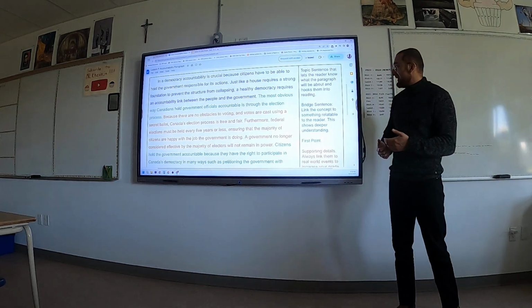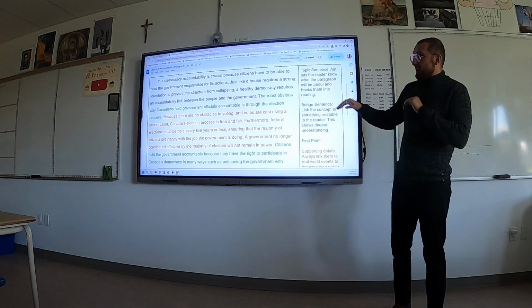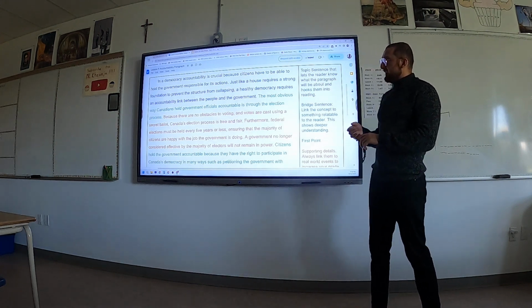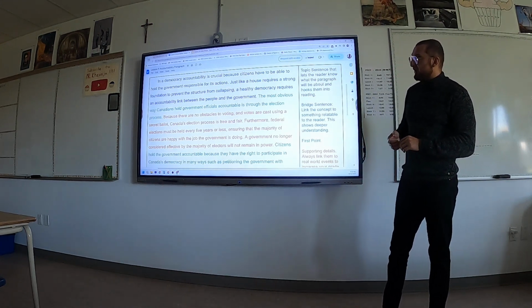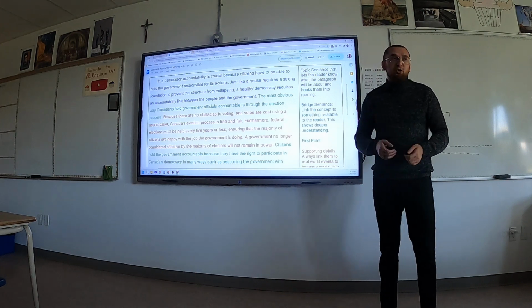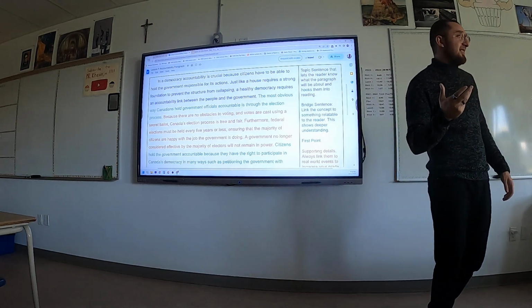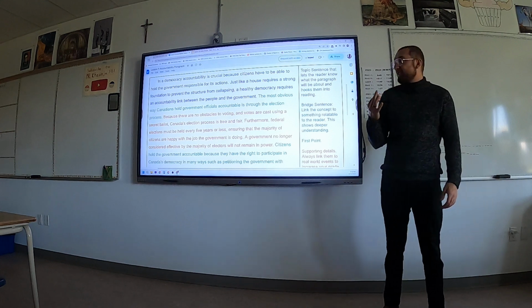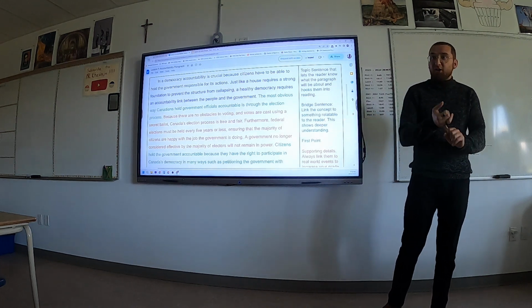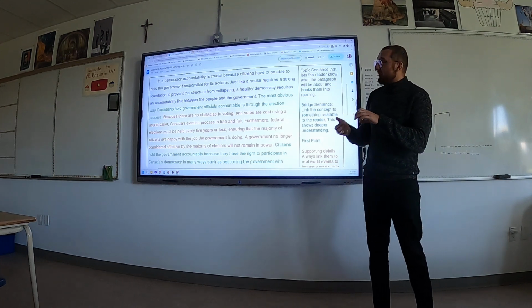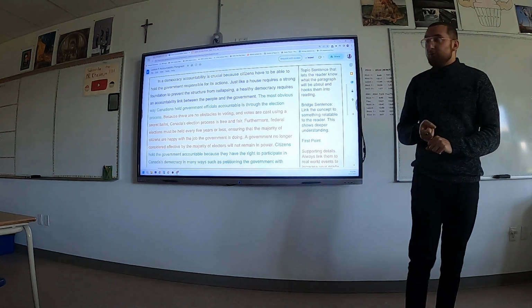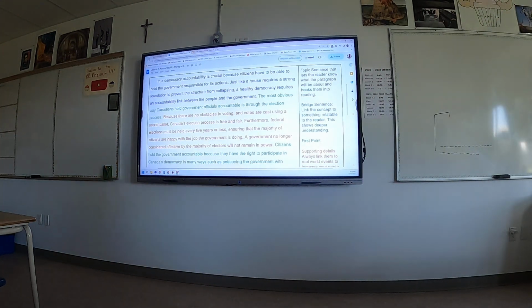So in this topic sentence, this person wrote, in a democracy, accountability is crucial because citizens have to be able to hold the government responsible for its actions. So this sentence lets us know 3 main things we're going to discuss. We're going to talk about democracies in this response. We're going to talk about accountability, and we're going to talk about the government, okay?